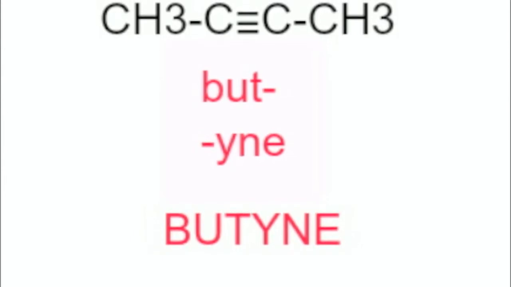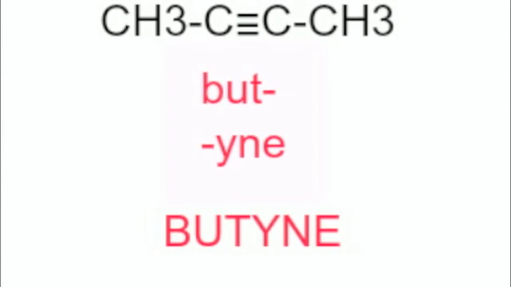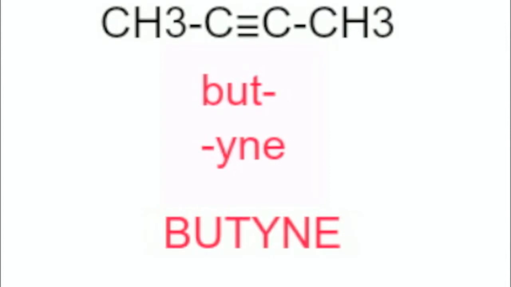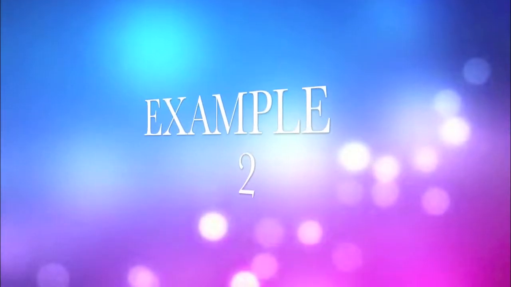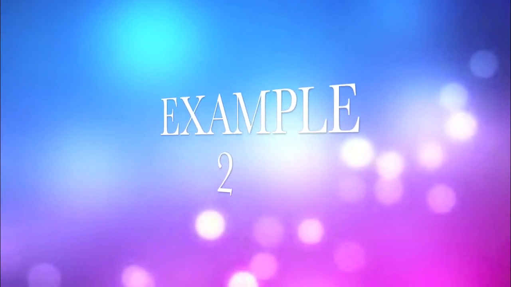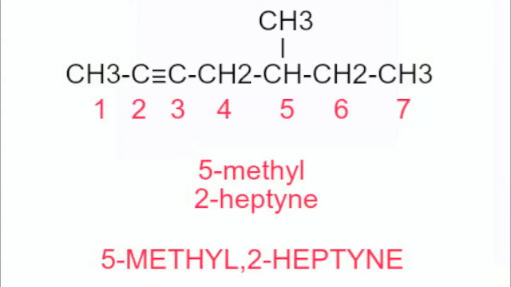Now we are ready to start naming alkynes. The prefix for the number of carbons is but, the suffix -yne. Therefore, the name is butyne, because it's an alkyne. Example 2. Number the carbons leaving the triple bond in the smallest number. Then, write the position of the substituent, 5. Then the name, methyl.